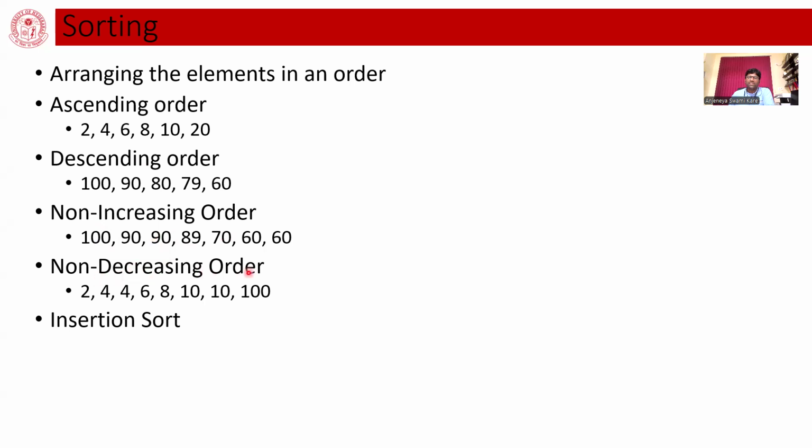Similarly, we can have a non-decreasing order. It is similar to ascending order, but we can have duplicate elements. So the next element is at least equal to, or greater than, the current element. So how do we sort the data? There are a variety of sorting algorithms.